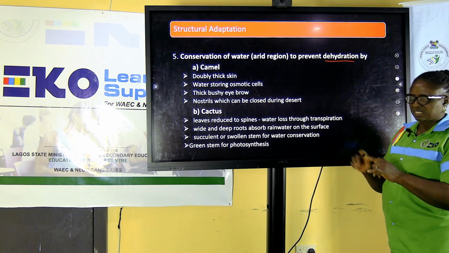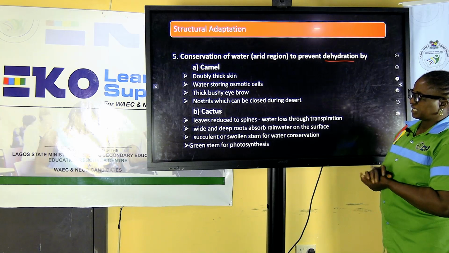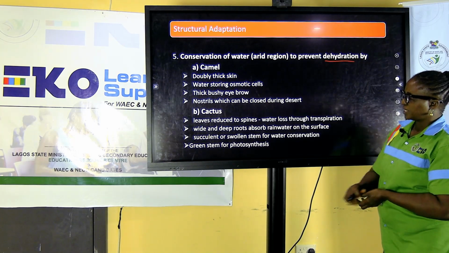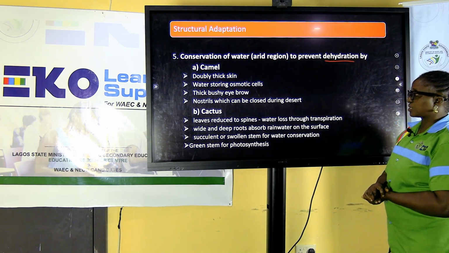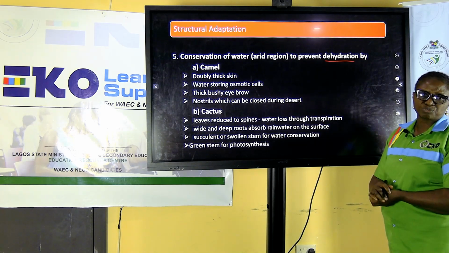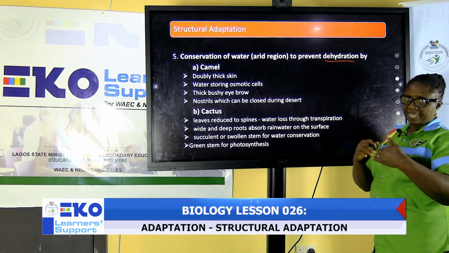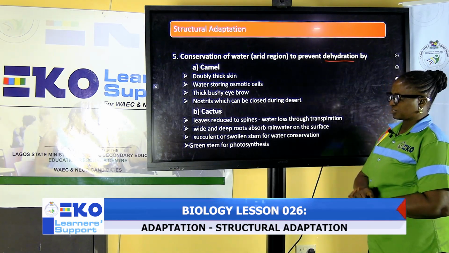This enables it to regulate its body by retaining water. Then we have nostrils, which can be closed during desert storms. When it's closing the nostrils, it reduces the rate of metabolic activities within the body, thereby conserving water.